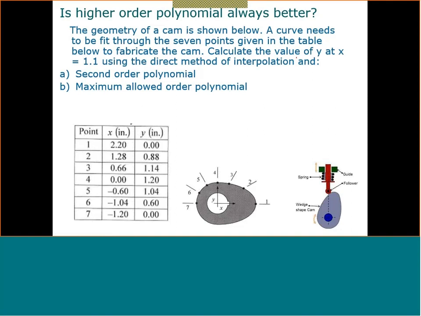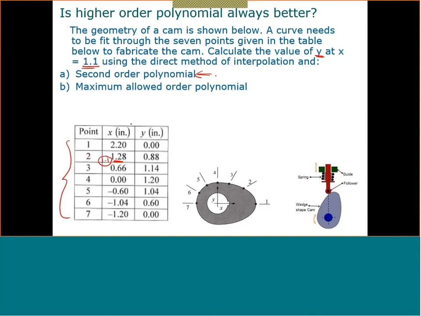So let's see here the points. I have 7 points, and x is 2.2, 1.2, 8.66. So 1.1 is here, somewhere here. This is 1.1. Okay, so I want to use a second order polynomial to find this value. I will just give you the final answer. I will not solve this, but I'd like to make a point here.